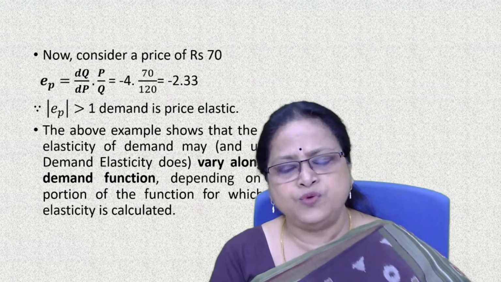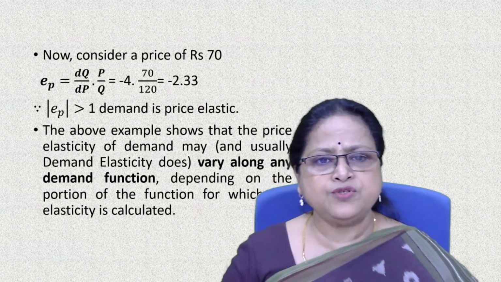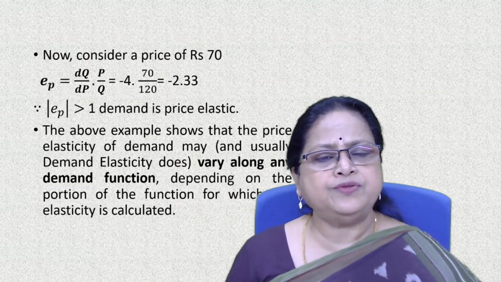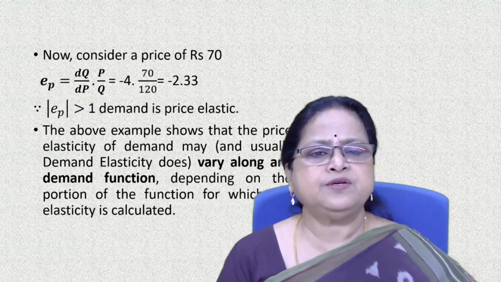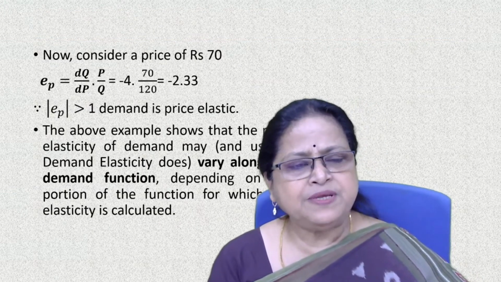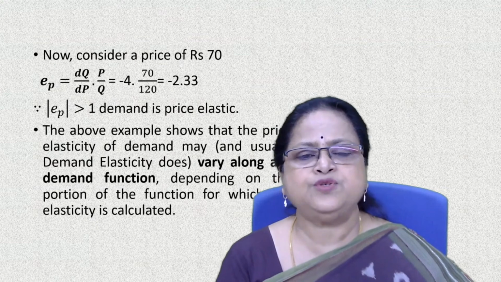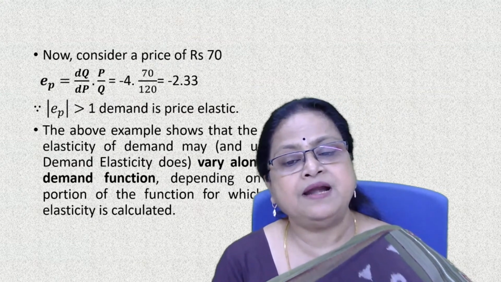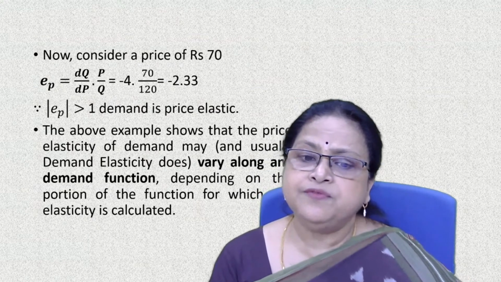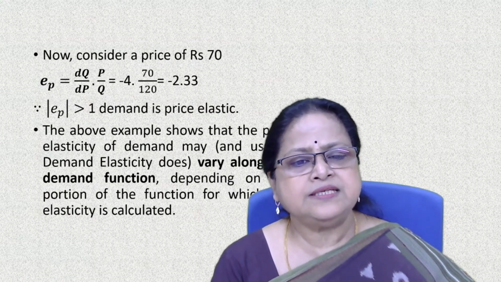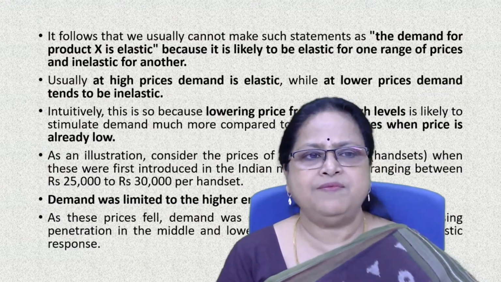So the above example shows that the price elasticity of demand may vary along any demand function. Here the point price elasticity is 2.33 when price was 70, and it was 0.11 when price was 10. The idea of giving these examples is to show that the price elasticity of demand may vary along the demand function. It is not constant, depending on the portion of the function for which the elasticity is calculated. Usually demand elasticities vary along the length of the demand function.